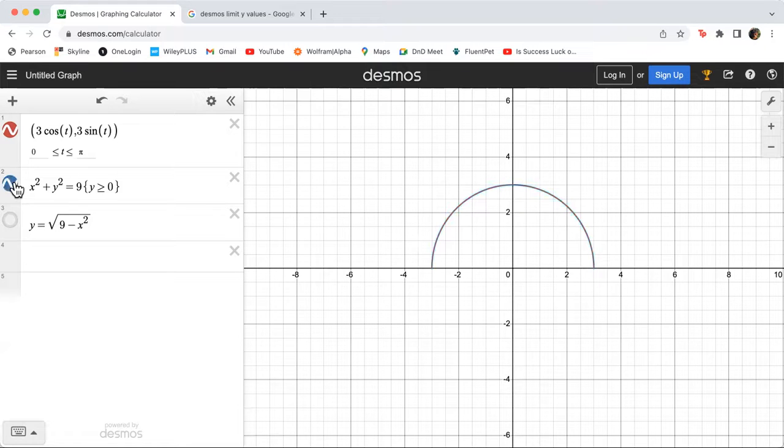For our equation, we know the equation of a circle is x squared plus y squared equals r squared. So we're just going to have x squared plus y squared equals 9. For Desmos, if I just want to display the top half of the circle, I'm just going to tell Desmos in curly brackets, make sure that y is greater than or equal to 0. Don't use the negative values of y. And at which point Desmos is like, oh, why didn't you just write it as a function?